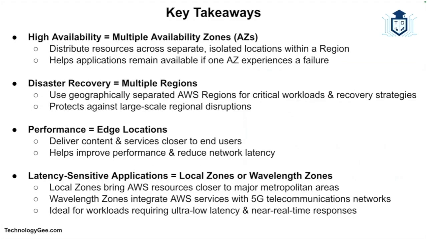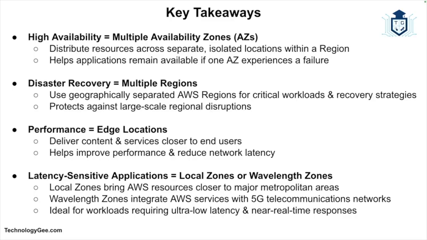All right, so let's go ahead and wrap all this up. By now, you should see how everything connects. Regions provide global coverage. Availability zones provide high availability. Edge locations provide speed. Local zones provide ultra low latency in cities. And wavelength zones provide ultra low latency via 5G. And this layered approach is what makes AWS so powerful.